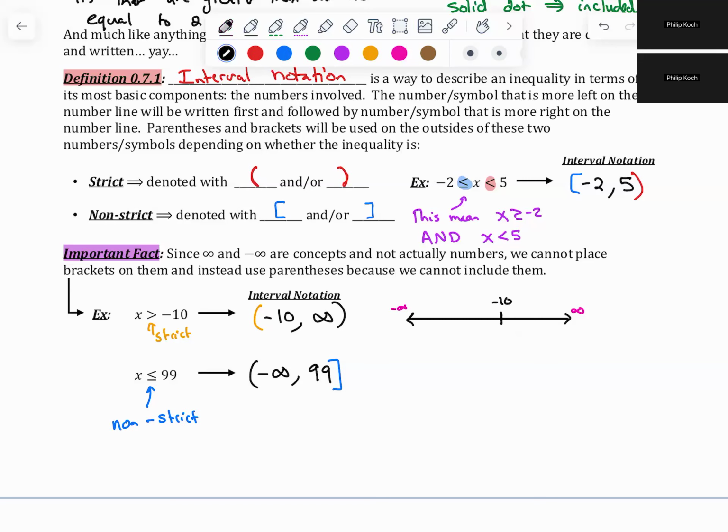It doesn't need to be perfect. And so it's all the numbers that are greater than it. So it's all the way over here. And then there's an open circle. So if you're reading the number line, the one that's more left is -10. And since this goes on forever, the second value, quote unquote value, should be positive infinity. And then we cannot include infinity, so we put a parenthesis.